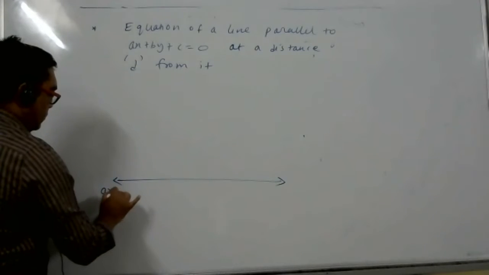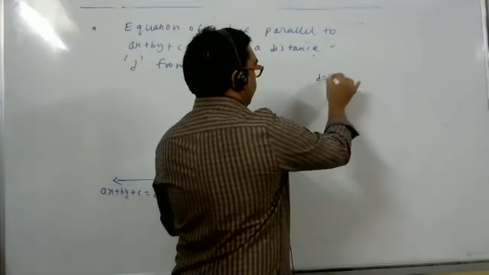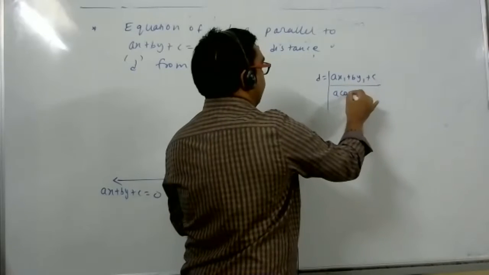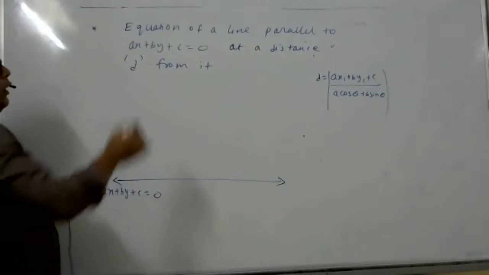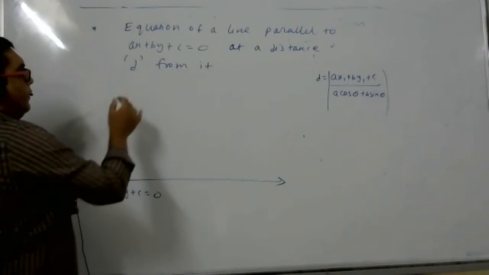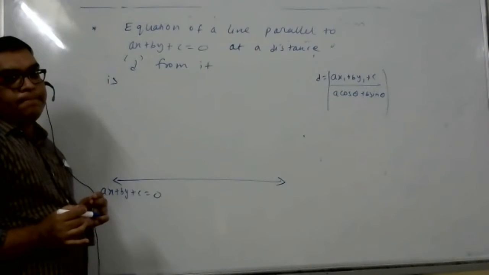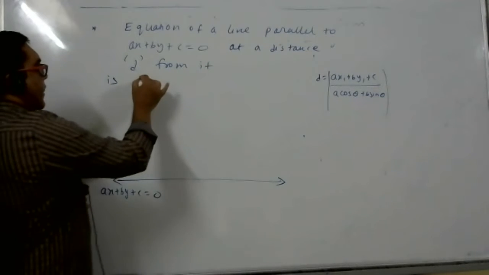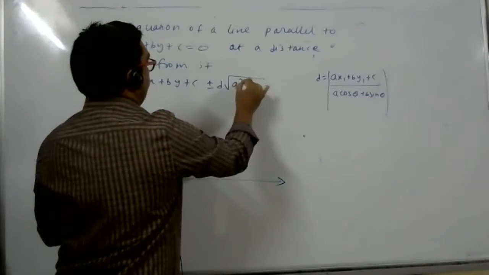Sir, didn't you write the previous formula? Sir, I was writing, sir. It was ax1 plus by1 plus c by a cos theta plus b sin theta. Okay, sir. So the equation of a line parallel to this line at a distance d from it, what is the equation of the line? Anybody knows the formula? Ananya? It is ax plus by plus c plus or minus d square root of a square plus b square.